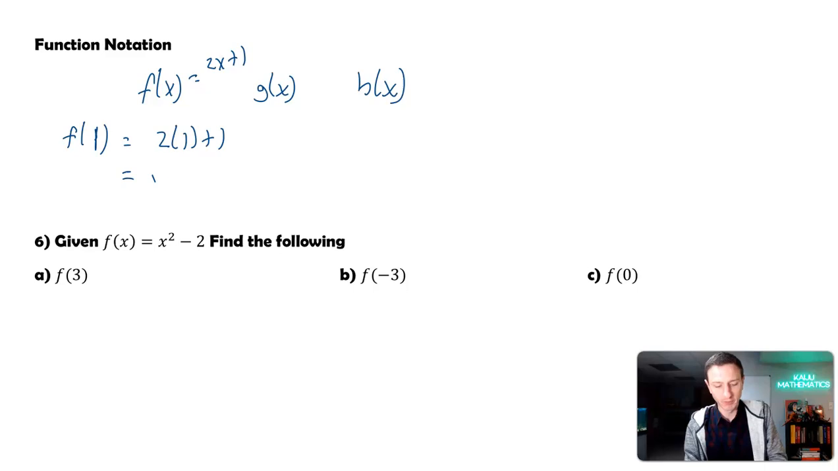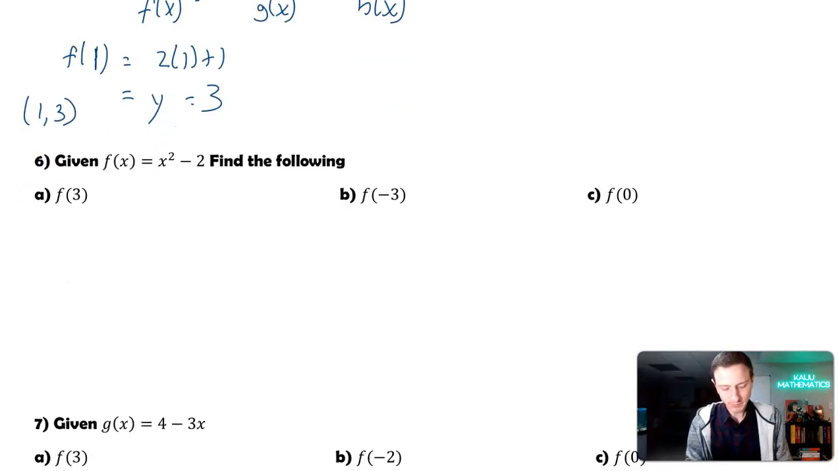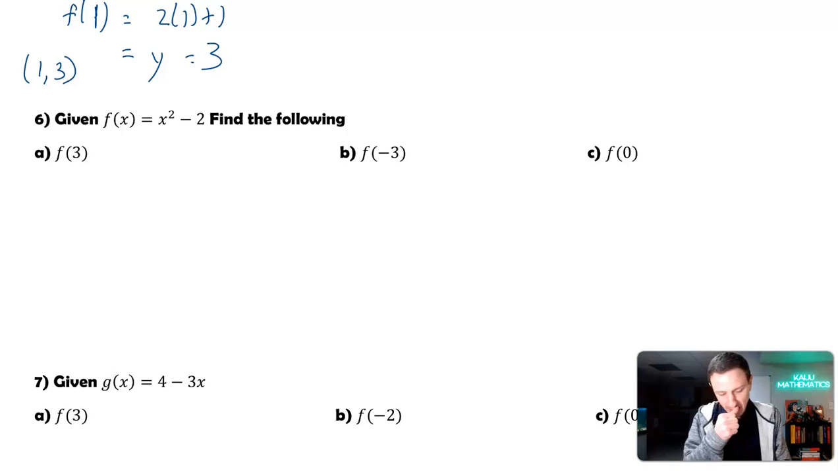And what do we get back? We get a y value, which in this case, 2 times 1 is 2, 2 plus 1 is 3. So the y value would be 3, and then we get an ordered pair 1, 3. That's what function notation does. We take some sort of x value, f of 1, f of 2, f of negative 1, whatever that x value is going to be, plug it in for x, and then we get back that y value. So number 6, given f of x equals x squared minus 2, find the following.